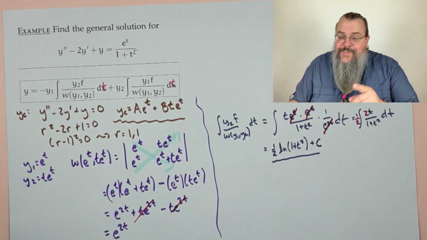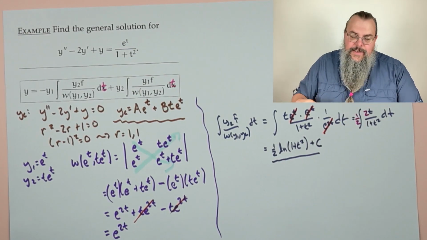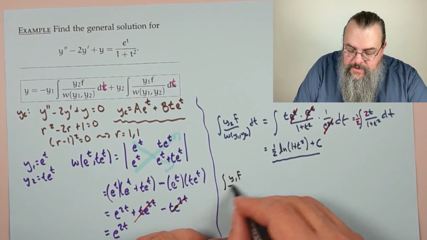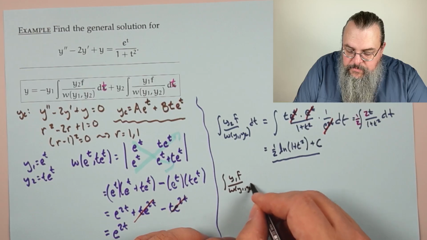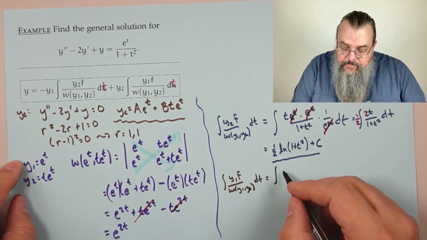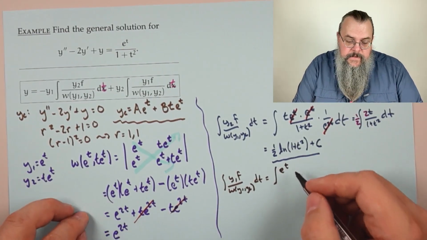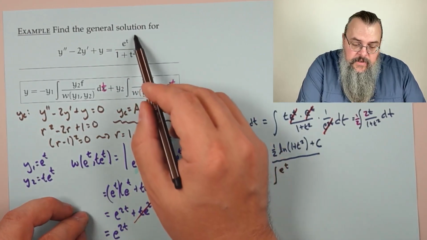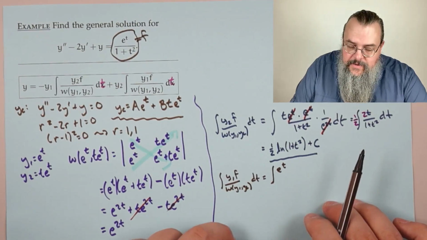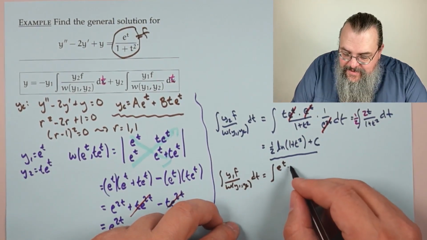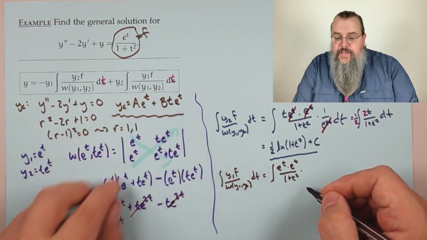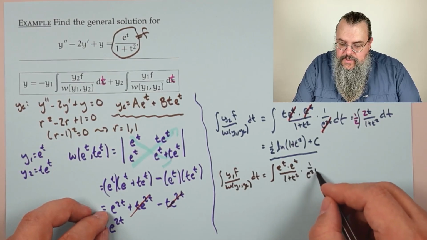Now, our next integral. Okay, here we go. We're going to integrate y1 f over Wronskian of y1, y2 dt. Okay, so y1 is e to the t. Our f is e to the t over 1 plus t squared. So we'll go ahead and make sure we understand that. So that's an e to the t over 1 plus t squared. We have our Wronskian downstairs, so 1 over e to the 2t dt.